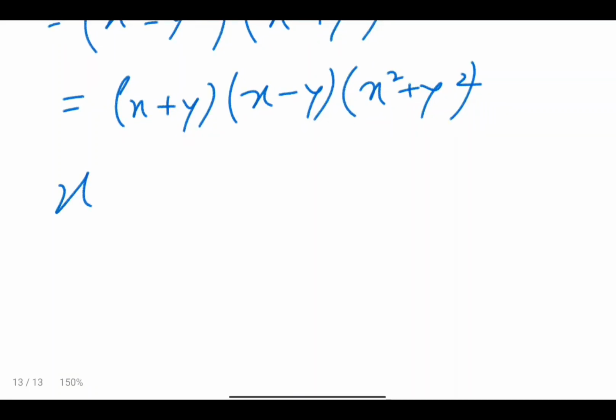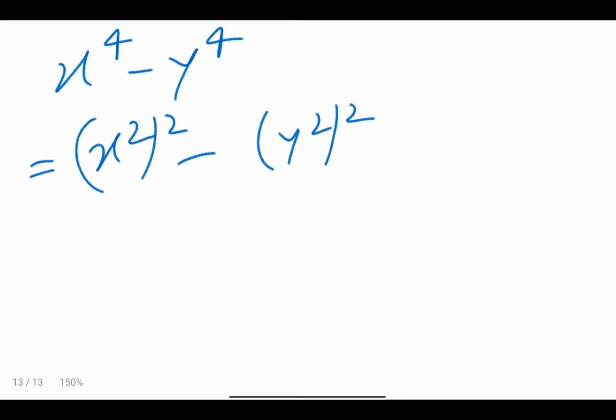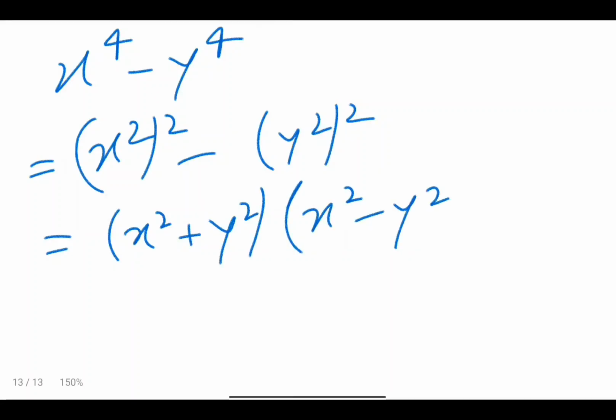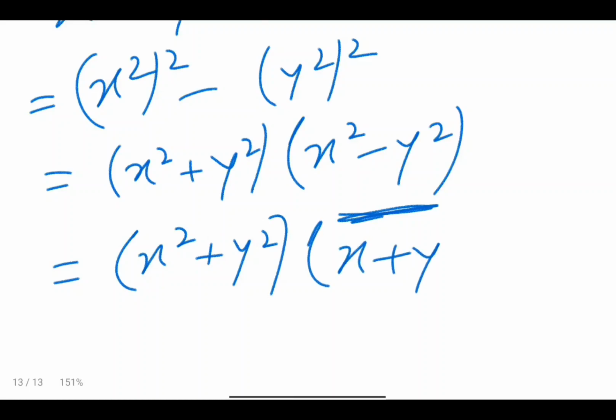Now let's do it in the way we are expected to do in our examination. So it can be written as this, right? Then it falls in the formula, so it's a plus b, which is x squared and y squared, a minus b, and this one can be further factorized by the same formula again. And there you have it.